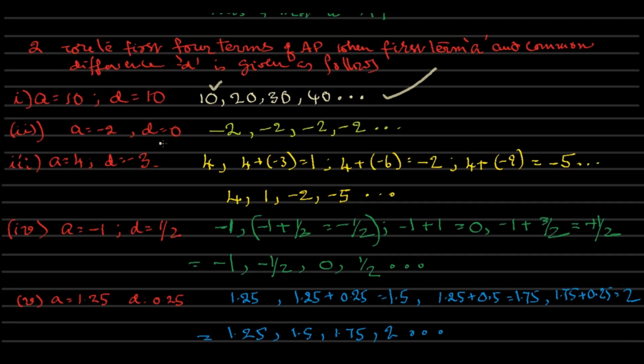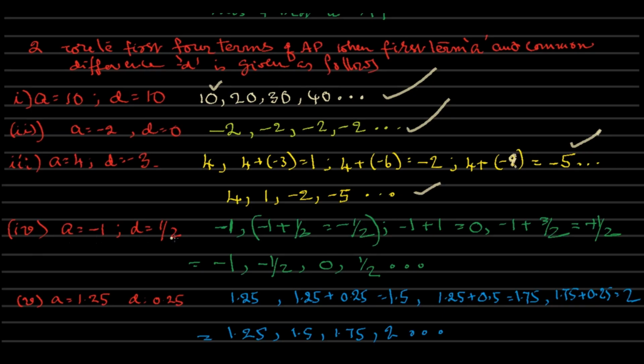A is minus 2, D is 0. Minus 2, minus 2, minus 2. A is 4, D is minus 3. 4, 4 minus 3 is 1, 1 minus 3 is minus 2, minus 2 minus 3 is minus 5. What is this 9? Oh, D is 3, right? Minus 3. This is the sequence: 4, 1, minus 2, minus 5.